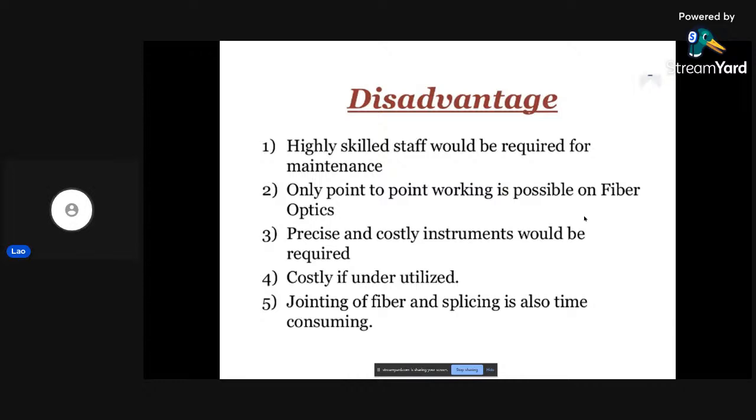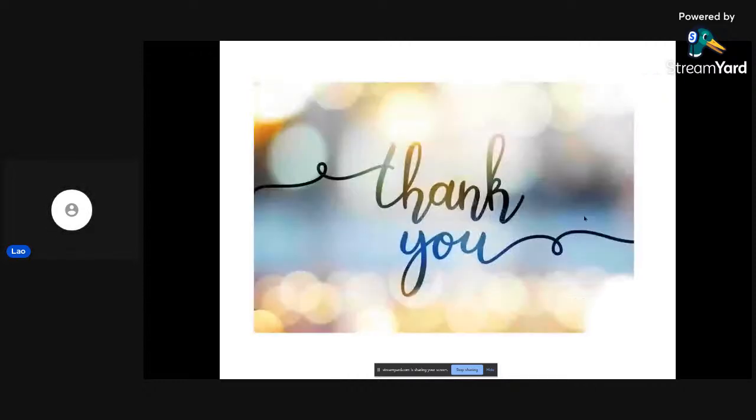So, number two, only point-to-point working is possible on fiber optics. So, there are certain working or point of working na pwede lang talaga ang fiber optics. So, number three is precise and costly instrument would be required, costly if underutilized. And last is jointing fiber and splicing is also time consuming.